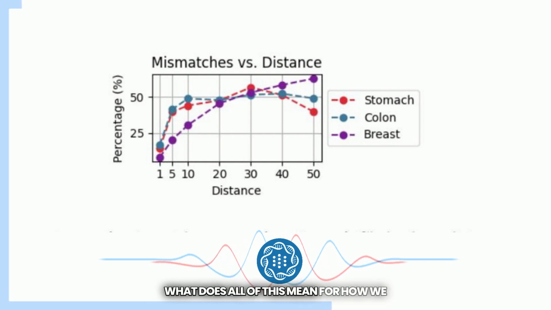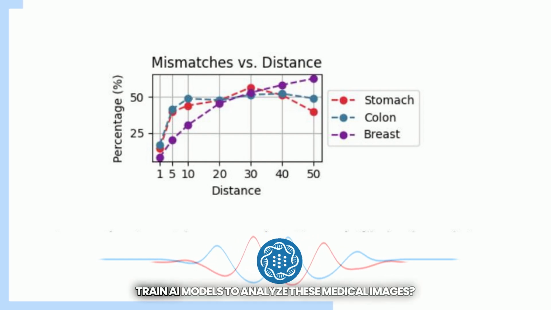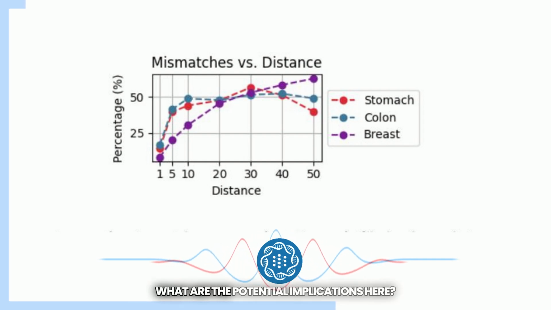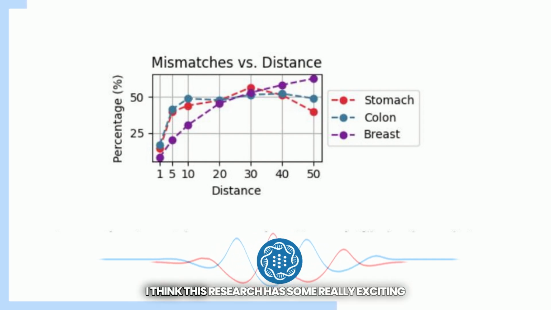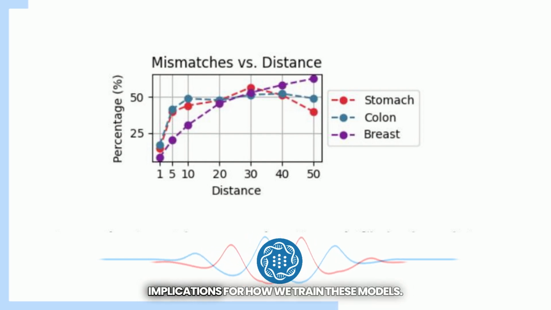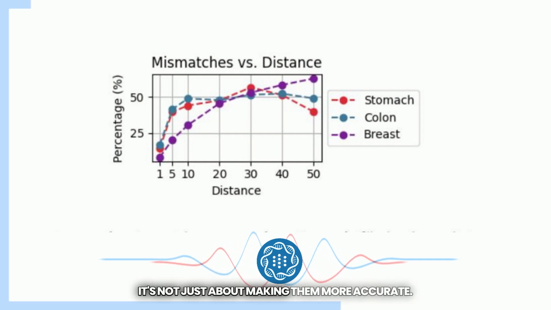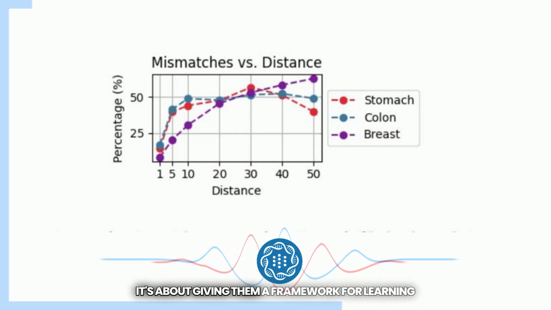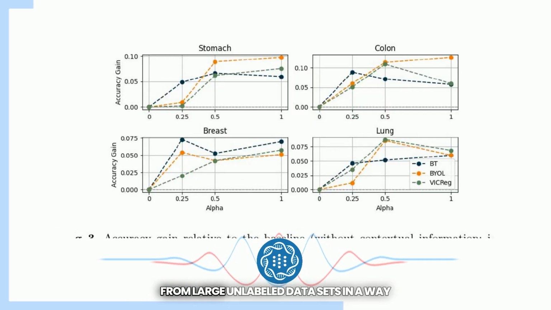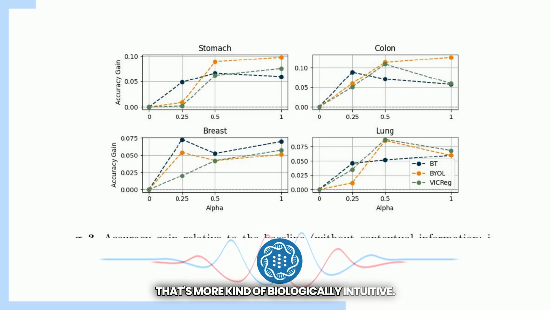What does all of this mean for how we train AI models to analyze these medical images? What are the potential implications here? I think this research has some really exciting implications for how we train these models. It's not just about making them more accurate. It's about giving them a framework for learning from large, unlabeled data sets, in a way that's more biologically intuitive.